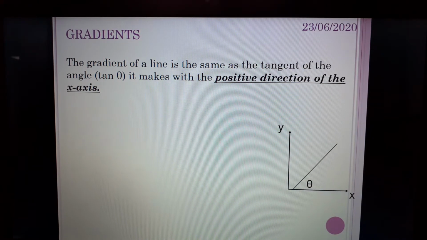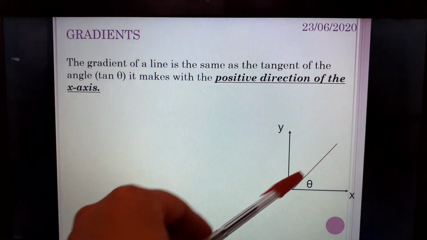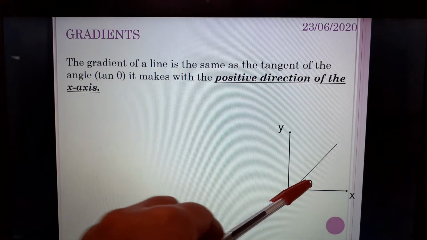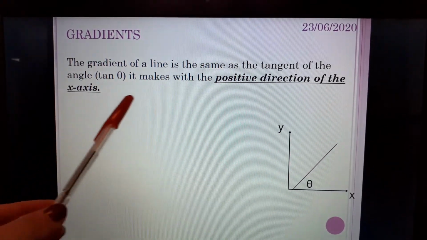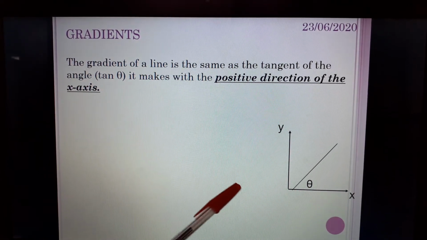What I mean by that is that to find the gradient of this line here, it's going to be exactly the same as the tan of this angle. Until you learn in the higher course how to do the tan of an angle without a calculator, you would just stick that into the calculator if you're given that angle. Now this part here, it makes with the positive direction of the x-axis. This is the positive direction. This is the negative direction.